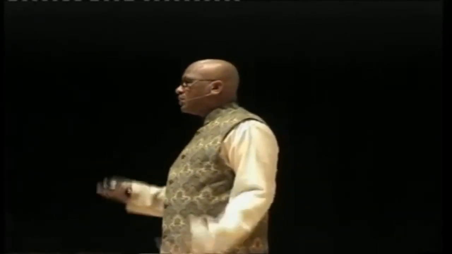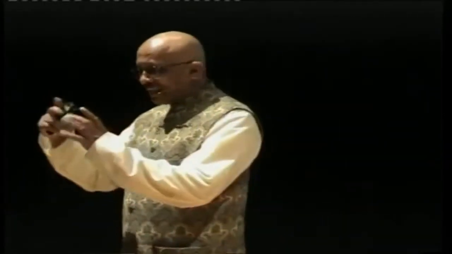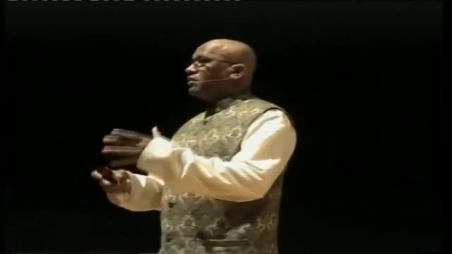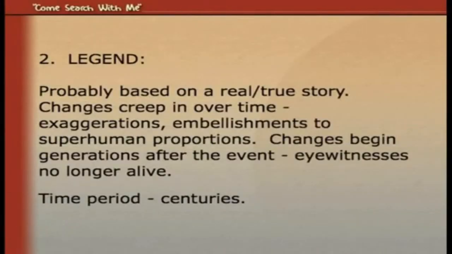It is not possible to create a legend in the generation or two of the event, because there are people around who will say, no, that didn't happen. It's wrong. In fact, if you read some of the descriptions, and we talk about 1 or 2 generations, the description of Gautama Buddha and some medallions that were carved out in memory of him, a 300-year-old medallion is called by historians fresh in the memory of the people. So we're talking about centuries. Time period to create a legend requires centuries, usually.